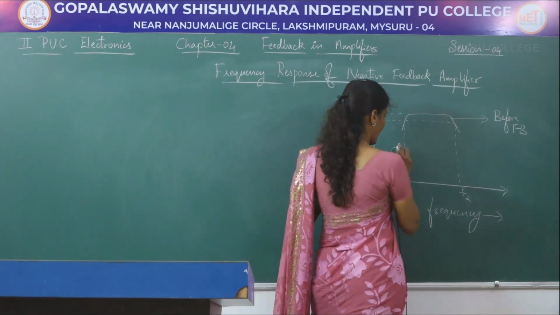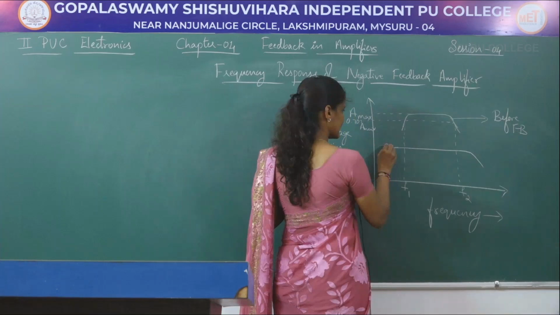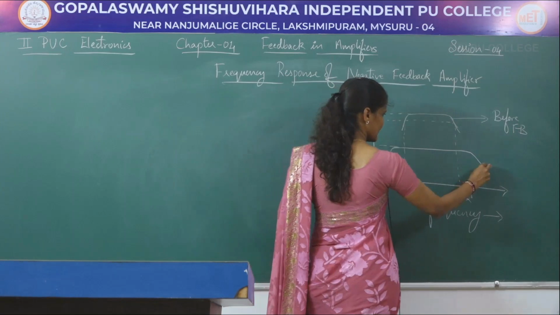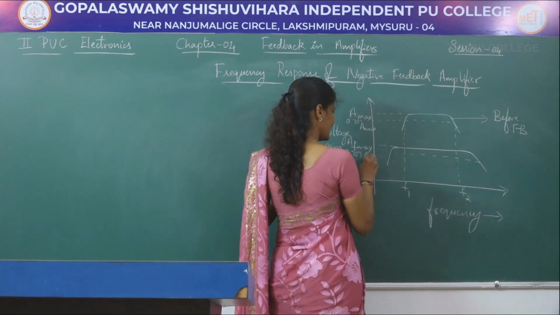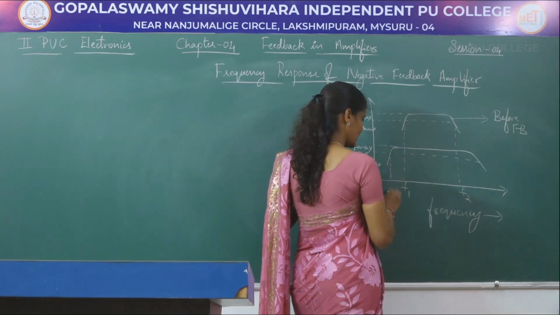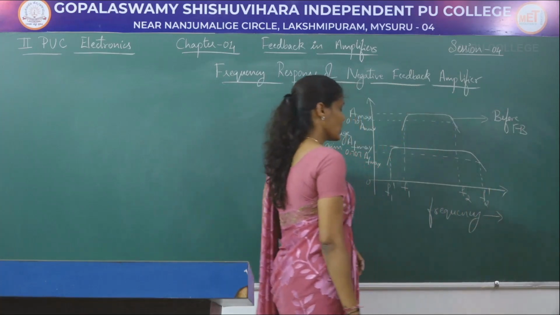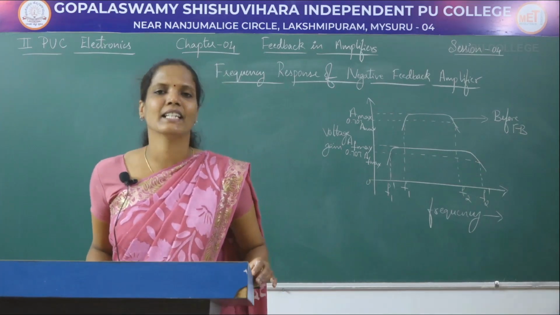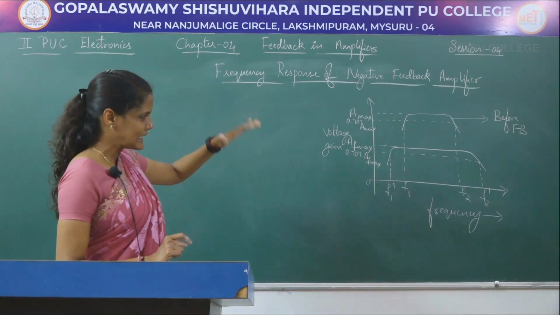So the gain of a feedback circuit will come below this, and let us denote the gain as AF max, and the 3 dB gain will be 0.707 AF max, and the 3 dB frequencies will be denoted by F1 dash and F2 dash. Why the 3 dB gain is considered in an amplifier circuit was already discussed in the previous chapters. So, the gain of a feedback circuit will decrease.